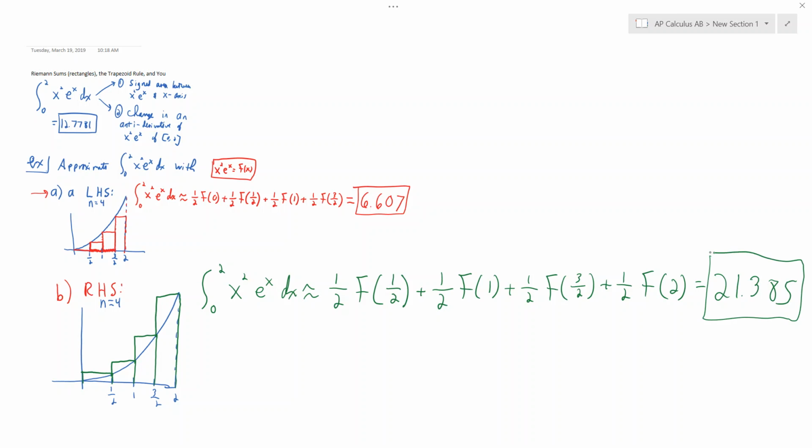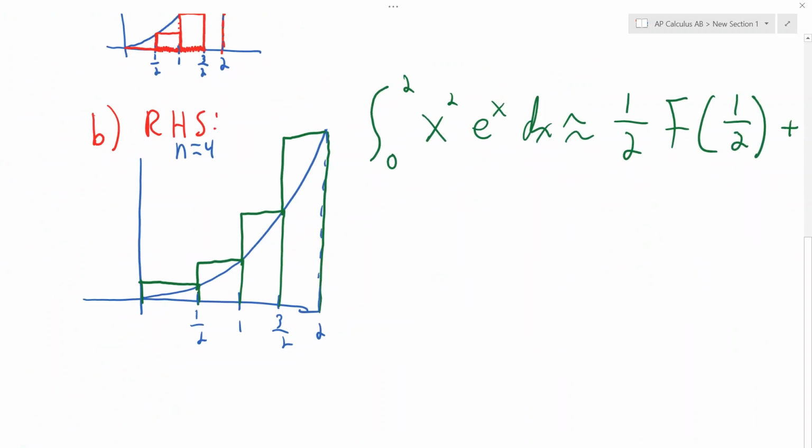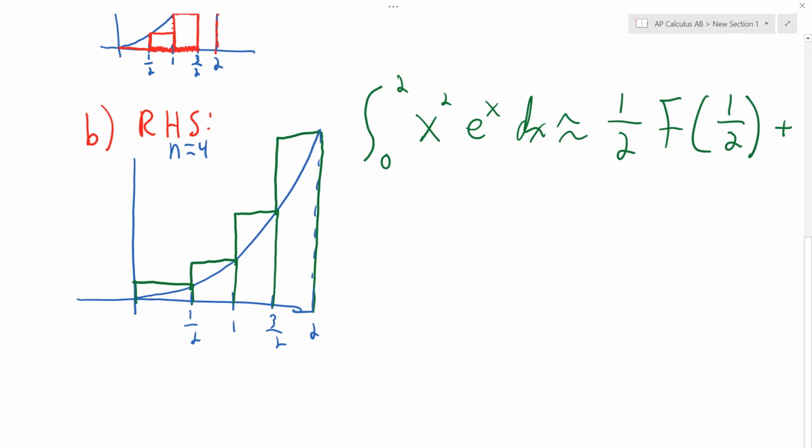Again, you can tell this is an overestimate. When you draw the picture, clearly it's an overestimate. The rectangles are above the graph, so there's more area in the rectangles than in the blue curve. Everybody see what's going on? Again, you do not have to draw these, but drawing them helps you see what's going on. Okay?